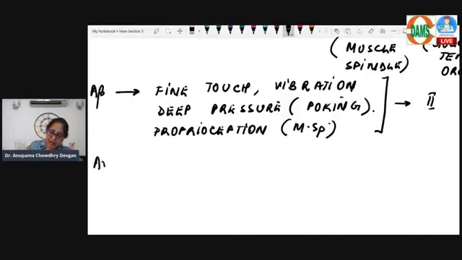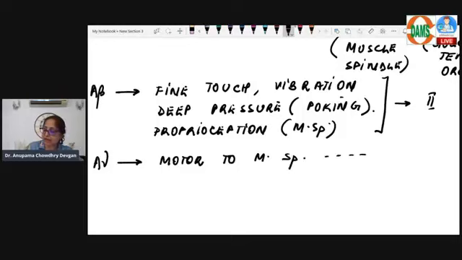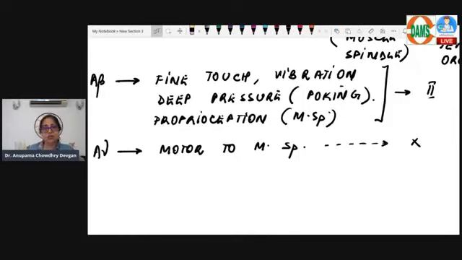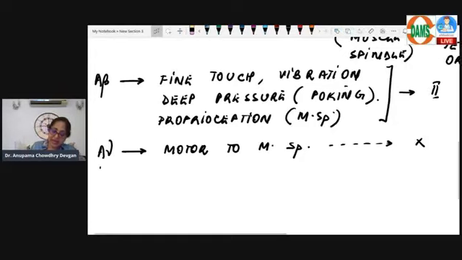Then you have A gamma. A gamma is motor to the muscle spindle. This is the motor fiber to the muscle spindle. This will have no number in the numerical classification. Why so? This is because motor fibers do not have any numbers. It's only the sensory ones that do.